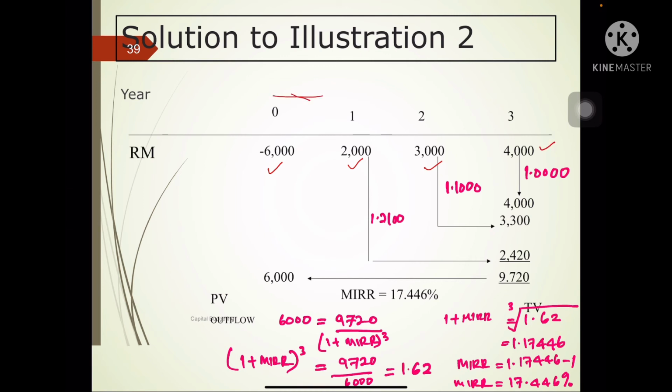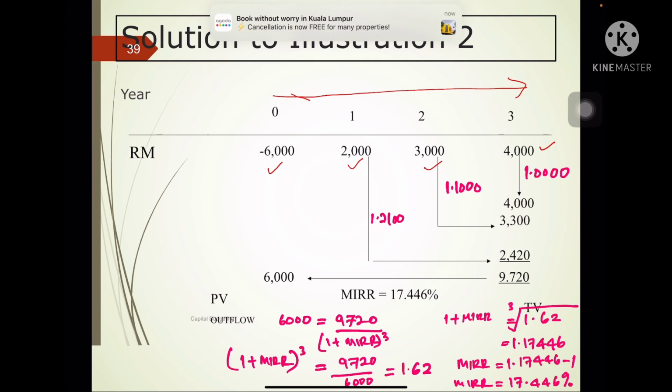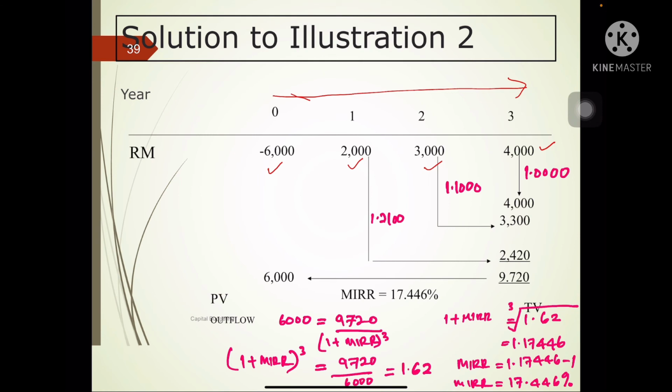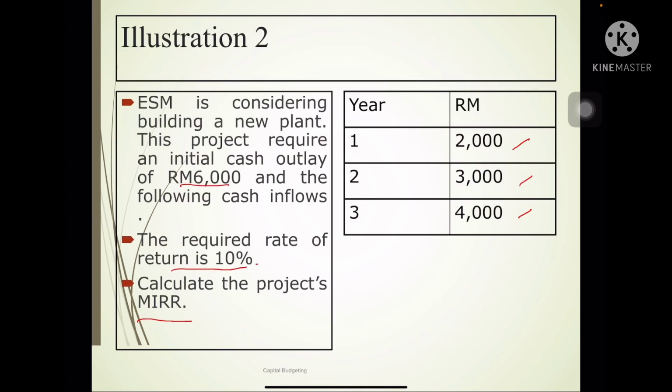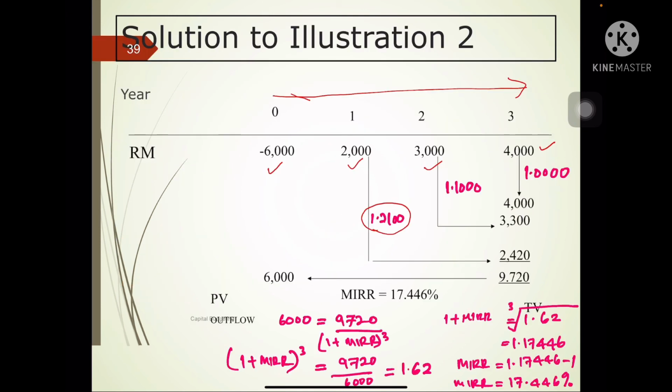So what we have to do is to identify the future value at the terminal. Here the 6,000 is at year 0, so you have to look at the present value table. Look at the percentage, which here is 10%, from year 1 to year 3. So you look at year 2 to year 3, and you look at year 1. This one is going to be year 0.